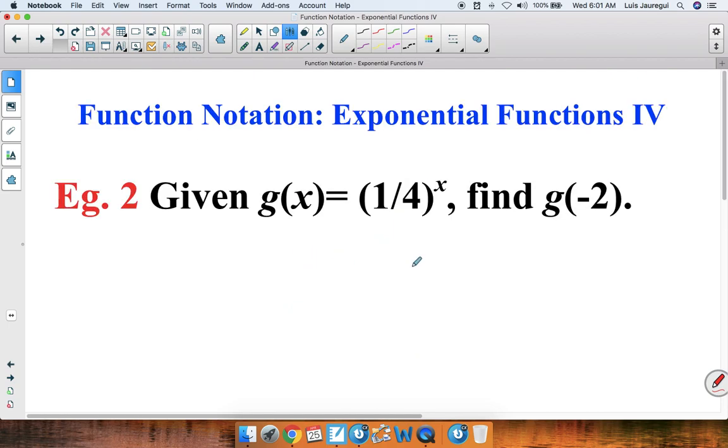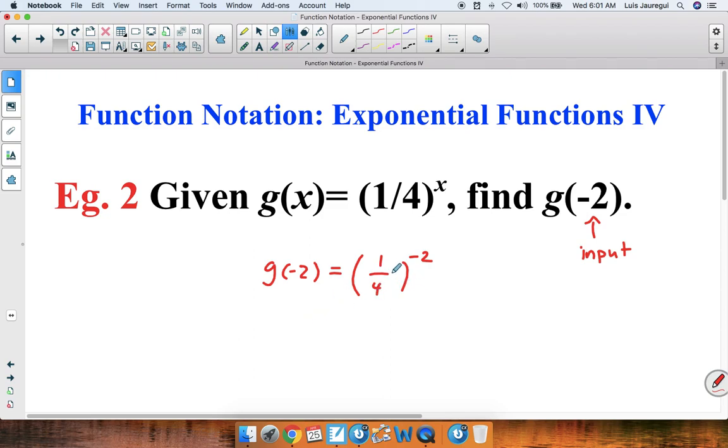Example 2. Given g of x is equal to 1/4 to the x, find g of negative 2. Once again, here our input value happens to be negative 2. So let's go ahead and substitute that into the original definition of the function. So we have g of negative 2 is equal to 1/4 to the negative 2 power.